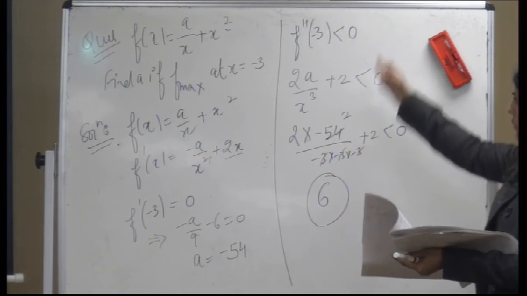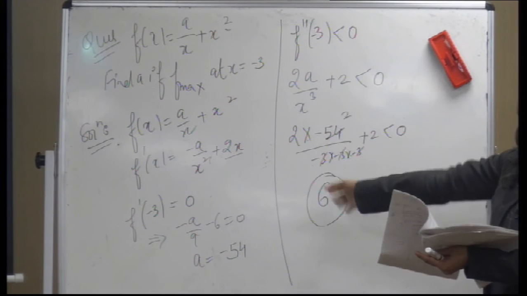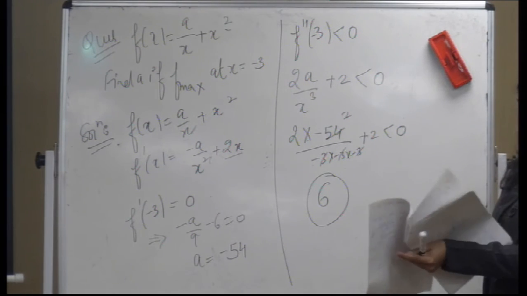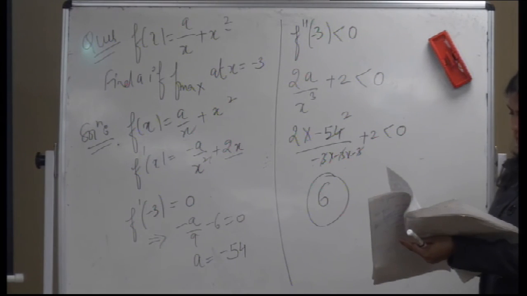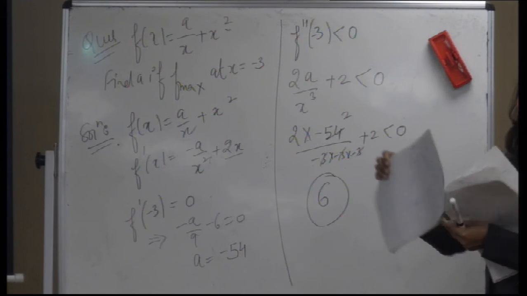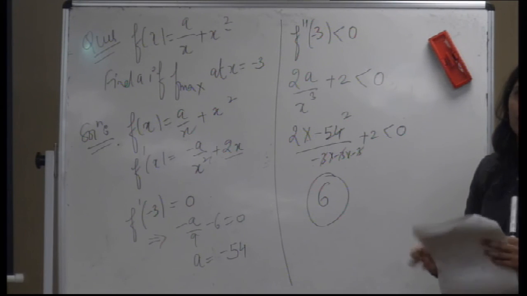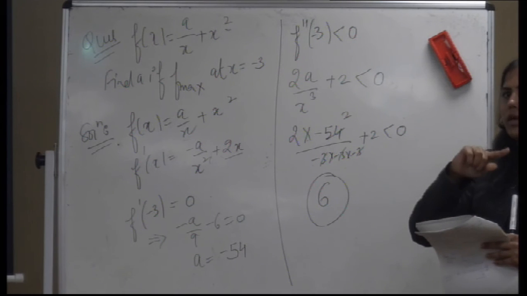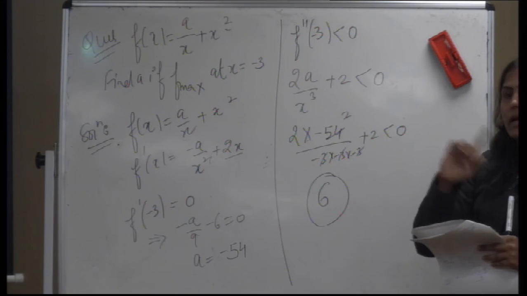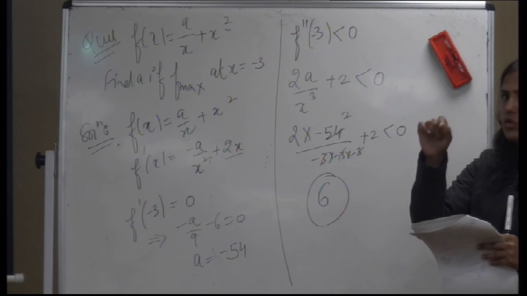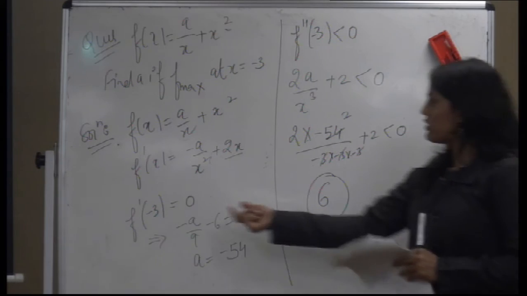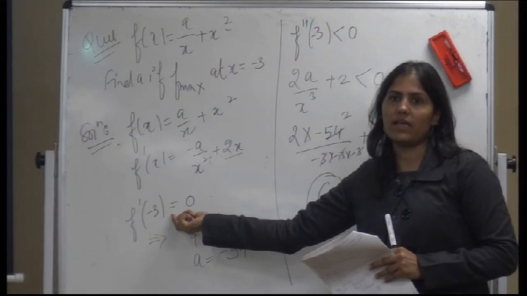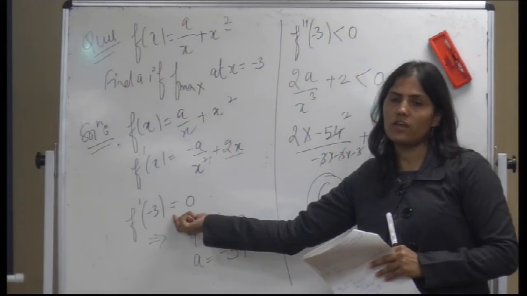Why we are doing it? Why we are checking? Why we are not sure? Anybody has answer? Why we are not sure that this value is the proper one? Because I have given you two examples. First was mod x, that was not derivable, but point of minima was existing. Another was x cube. At that point, derivative was 0, but that point was neither point of maxima nor point of minima. So this thing only doesn't give any guarantee.